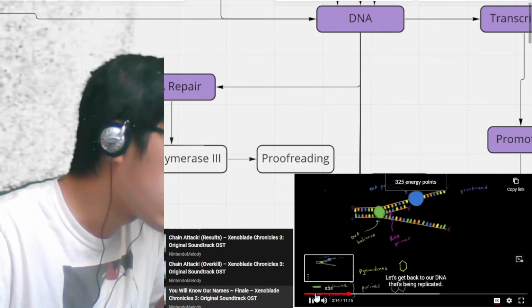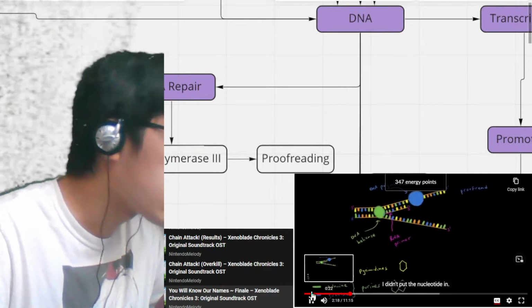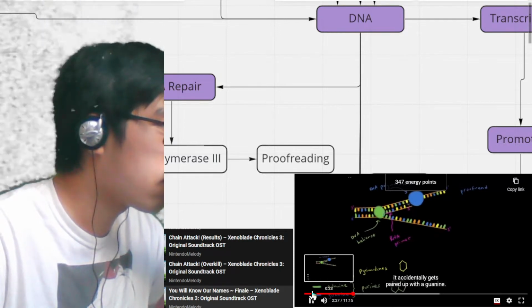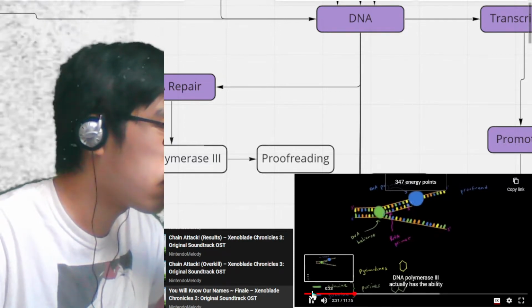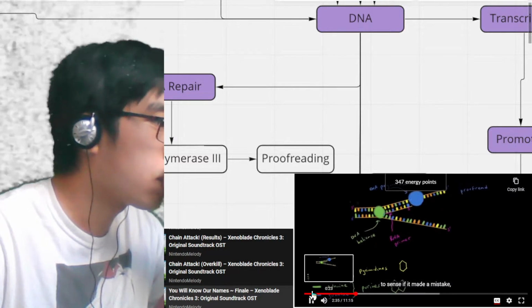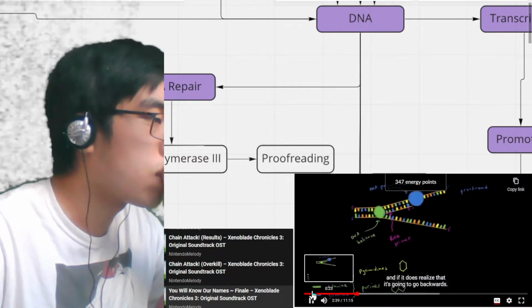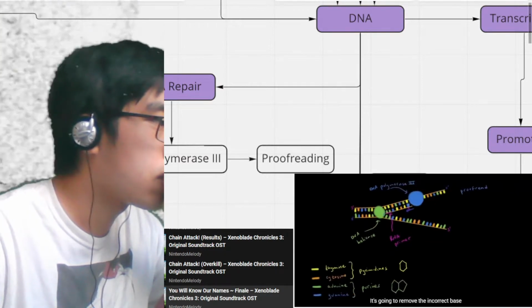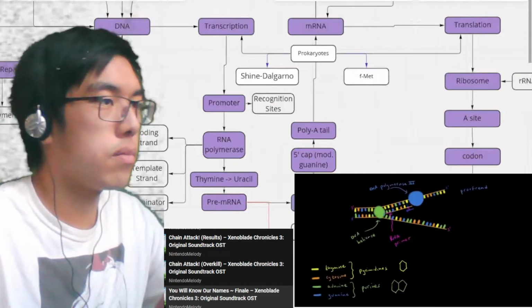And so let's get back to our DNA that's being replicated. Right over here, I left a space. I didn't put the nucleotide. And then let's say that by accident, instead of it being paired up with the proper base, which is adenine, it accidentally gets paired up with a guanine. So that's a mistake. And DNA polymerase 3 actually has the ability to sense if it made a mistake. And if it does realize that, it's going to go backwards, and it's going to actually remove the incorrect base and replace it with the correct base. So let's do that.